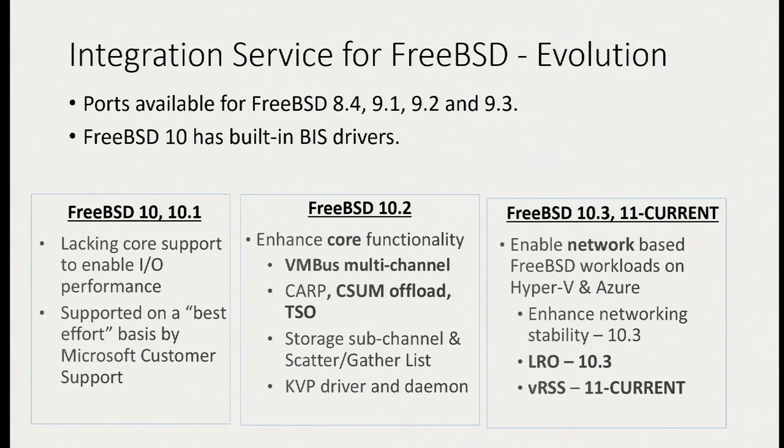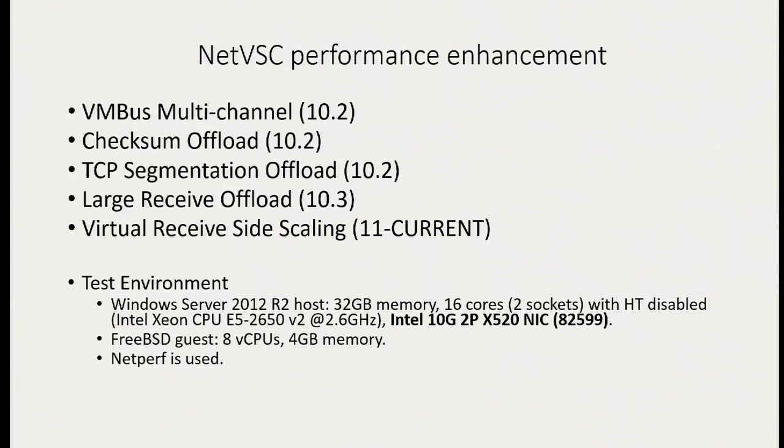And in FreeBSD 10.2, we enhanced the core functionality. Please see the board: we enabled VMbus multi-channel, checksum offloading, TSO, and in 10.3 we further enhanced the networking performance and stability by LRO, VISS, and some other technologies. I will detail them in my later slides. This is the list I will describe later: the VMbus multi-channel, checksum offloading, TSO, LRO, and VISS.